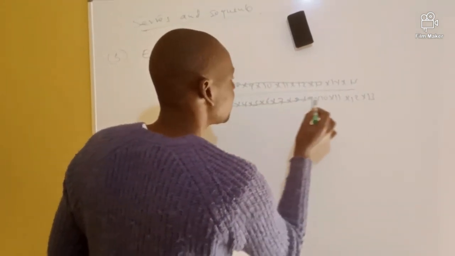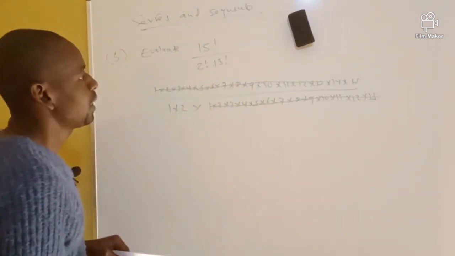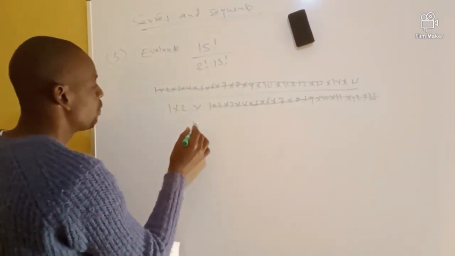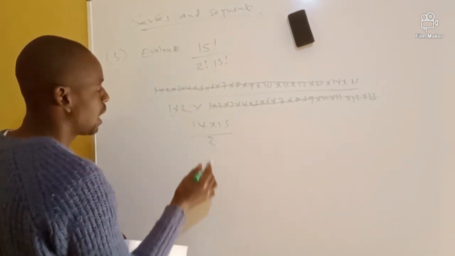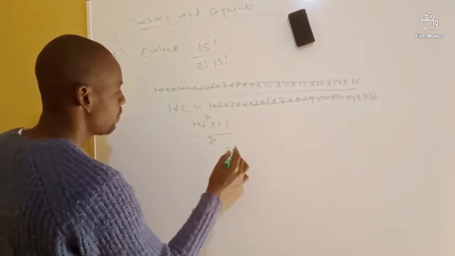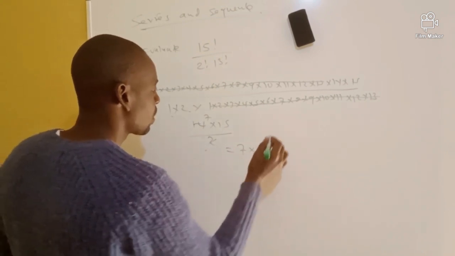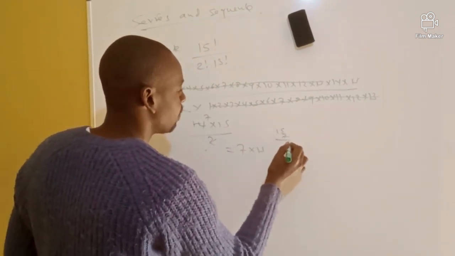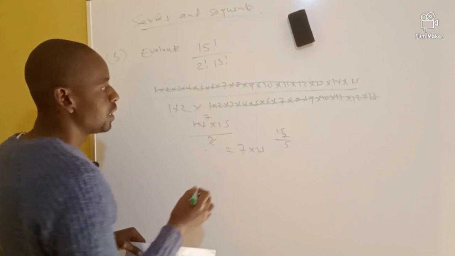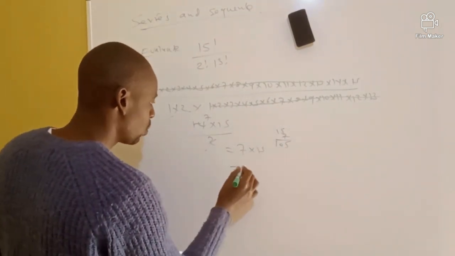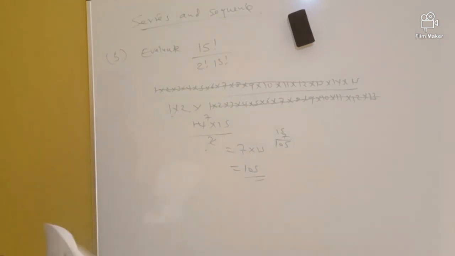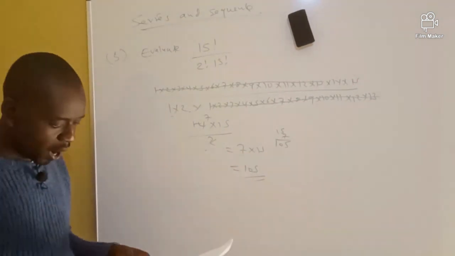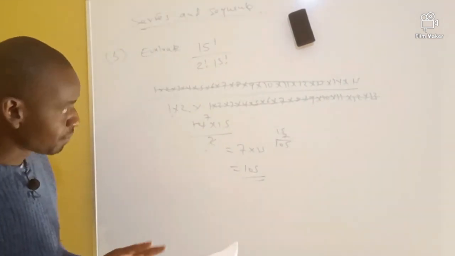I wanted you to understand something. They cancel each other, then you remain with 14 multiplied by 15 over 2. And 2 goes into 14, 7. So we have 7 multiplied by 15. 35, carry 3, 10. So you get 105. So 15 factorial over 2 factorial multiplied by 13 factorial is simply 105.